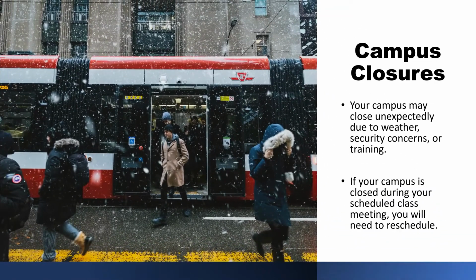The campus may close unexpectedly due to weather, security concerns, or military trainings. In these situations, your campus director will contact you as soon as possible to make you aware of the situation. You can also ask your students to let you know as well, but always verify with the campus director. If your campus is closed during your scheduled class meeting, you cannot simply cancel the class. You will need to reschedule the class session.